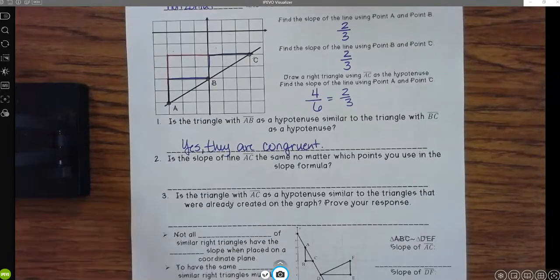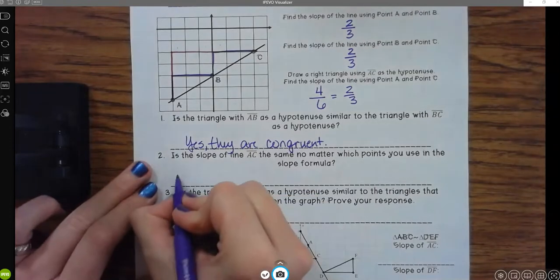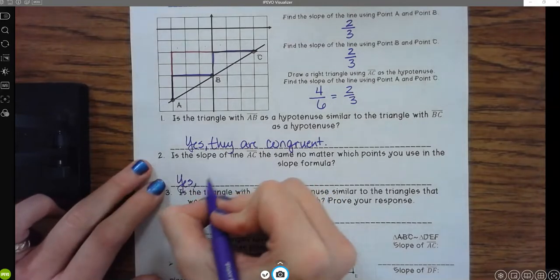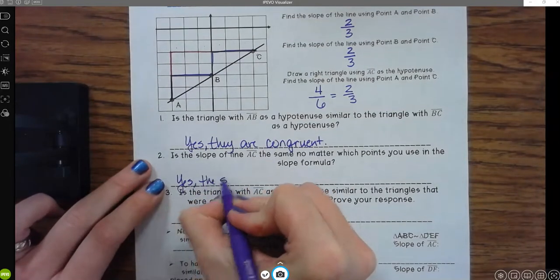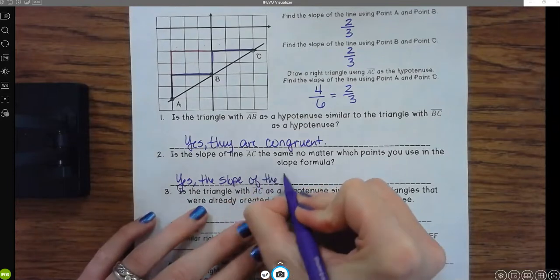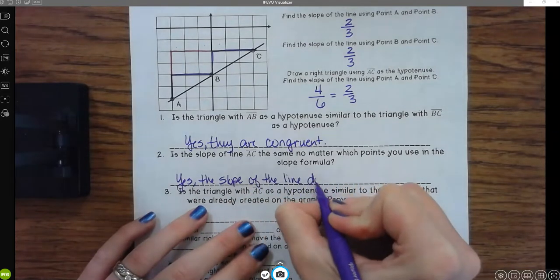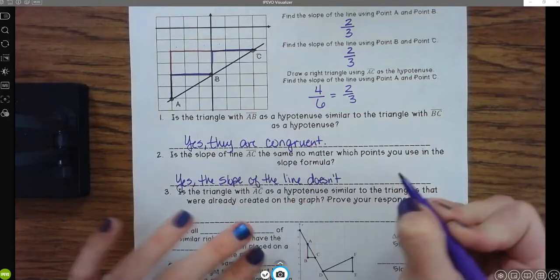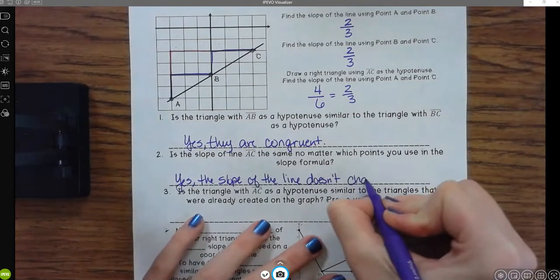Number 2 says, is the slope of line AC the same no matter which points you use in the slope formula? And so the answer is yes. The slope of the line doesn't change.